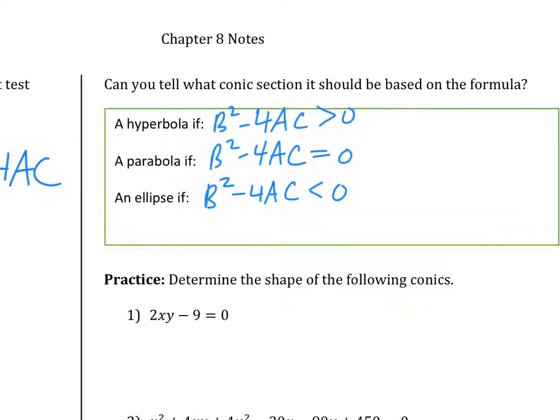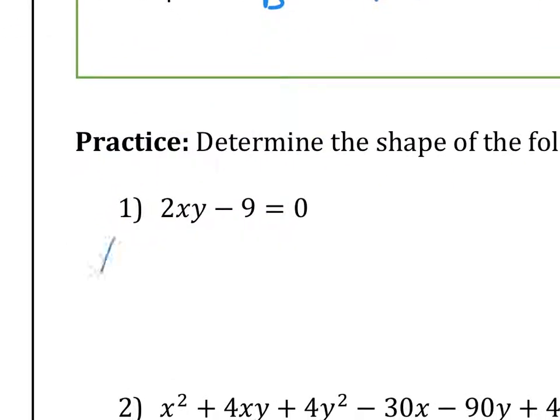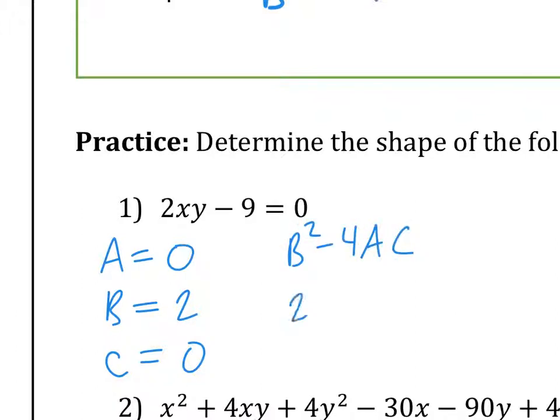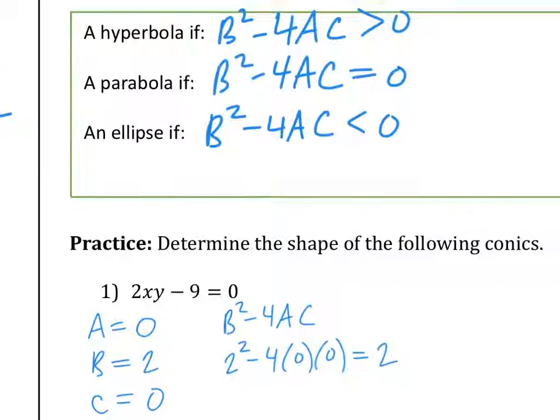Okay, so to tell what kind of shape it is, you do B squared minus 4AC. So let's have you practice. 2xy minus 9. You're going to figure out what shape that's going to be. A, B, C. What number is A? 0. What number is B? 2. Okay, what number is C? 0. Okay, B squared minus 4AC. So that is 2 squared minus 4 times 0, which is 4. What shape is that? Hyperbola. Okay, so it tells you that if it's greater than 0, it's a hyperbola. So this is a hyperbola.